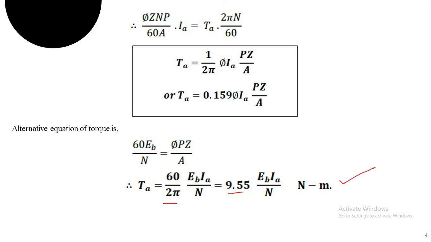So this is the alternative expression of armature torque of a DC motor. You can use any one formula to calculate the armature torque of a DC motor. Either you can use 0.159 phi IA P Z by A, or else you can use 9.55 EB into IA divided by N. Just look at the problem once. Based on the given parameters, you can select the formula.